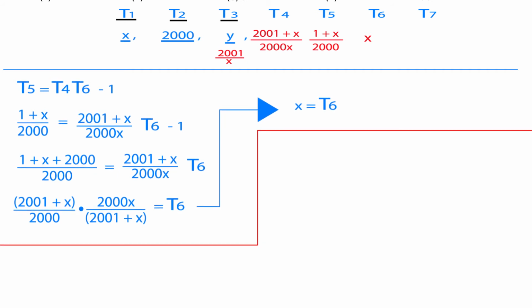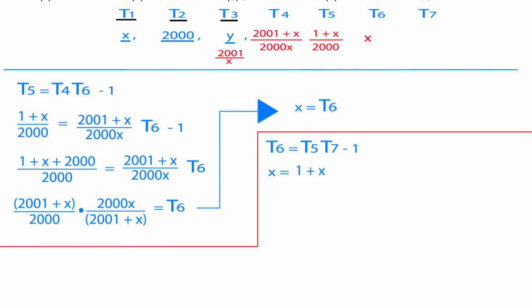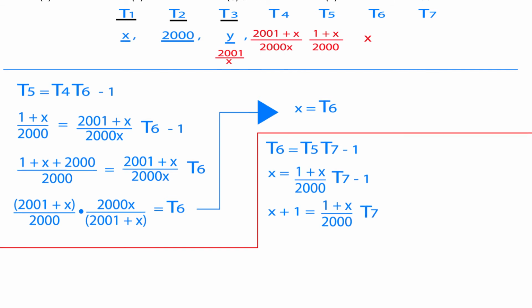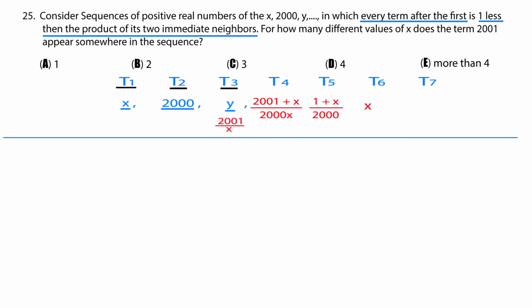So one more and we got, let's see, we're trying to find T7, right? So T6 is equal to T5 times T7 minus 1. X, T5 was, what was T5? 1 plus x over 2000. T7 minus 1. So you got x plus 1 is equal to 1 plus x over 2000 T7. And therefore T7, cross multiply, 2001 plus x. So T7 is equal to just 2000.